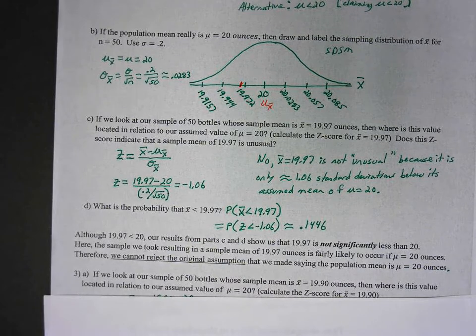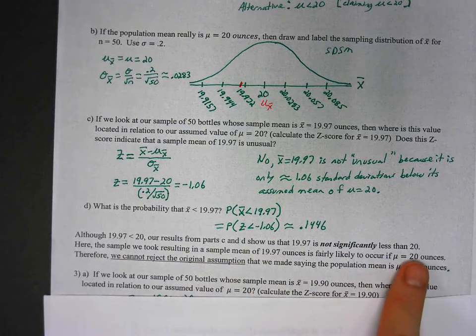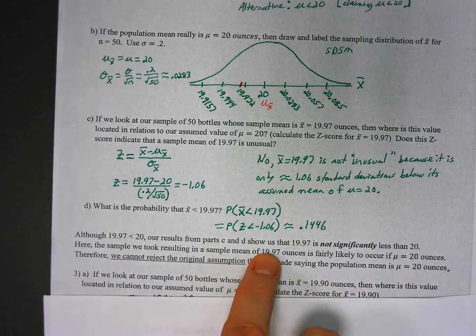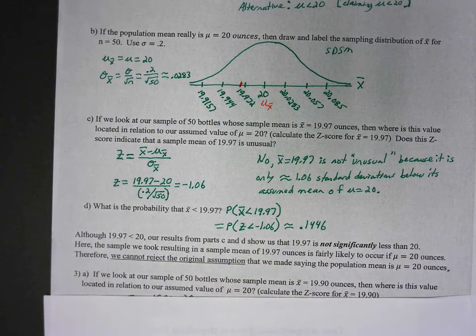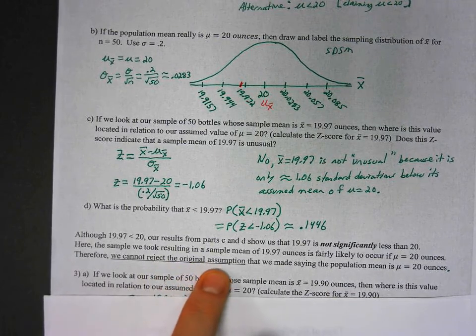Okay, so again, it's really important to understand what's happening here. We took a sample, and that sample mean ended up not being far enough away from the assumed mean of 20 to say that assumed mean of 20 made no sense. Okay, so 19.97 is close enough to 20 to say that we cannot reject that original assumption that mu equals 20.